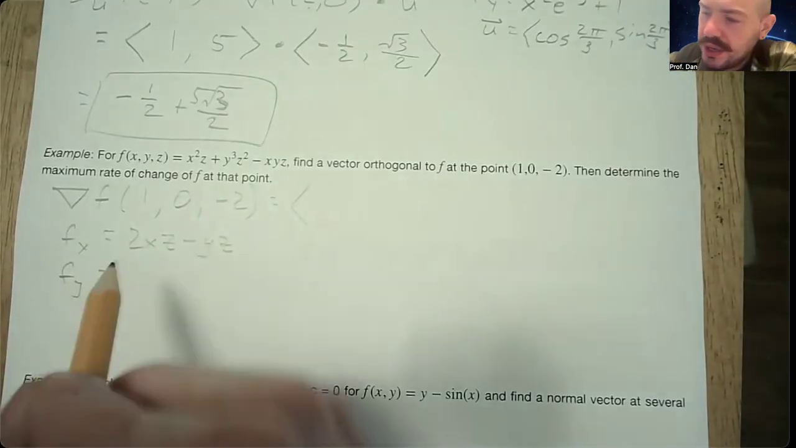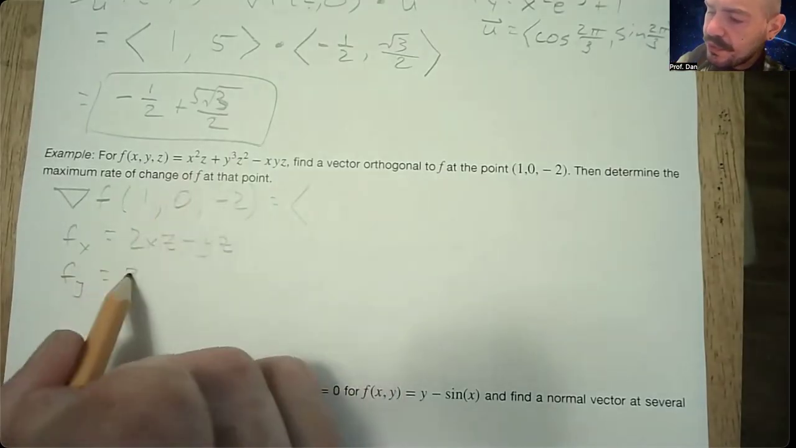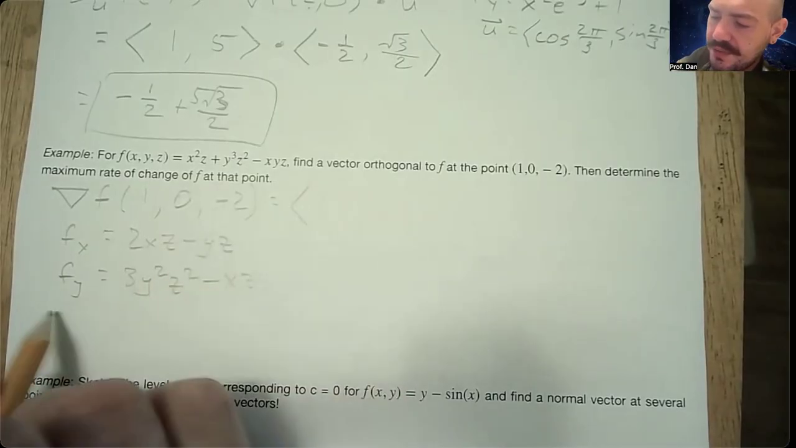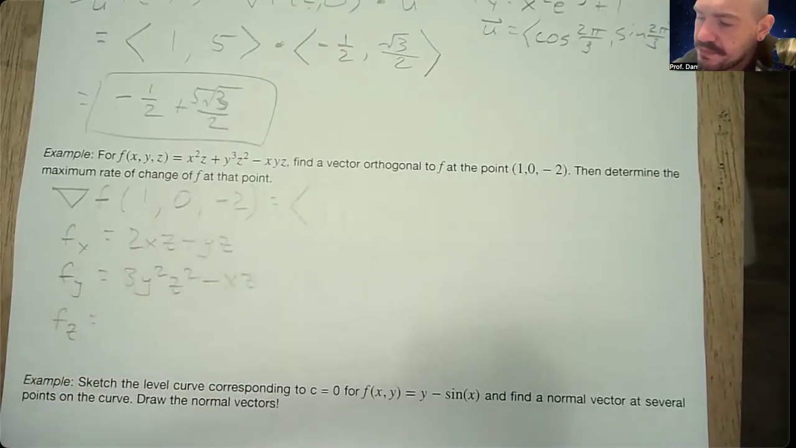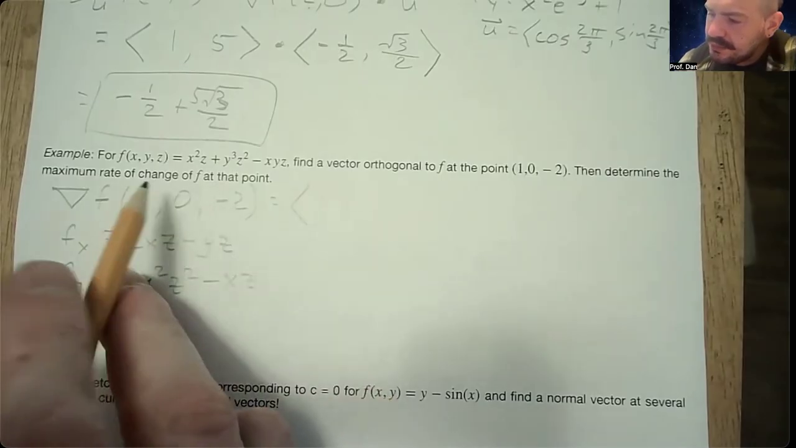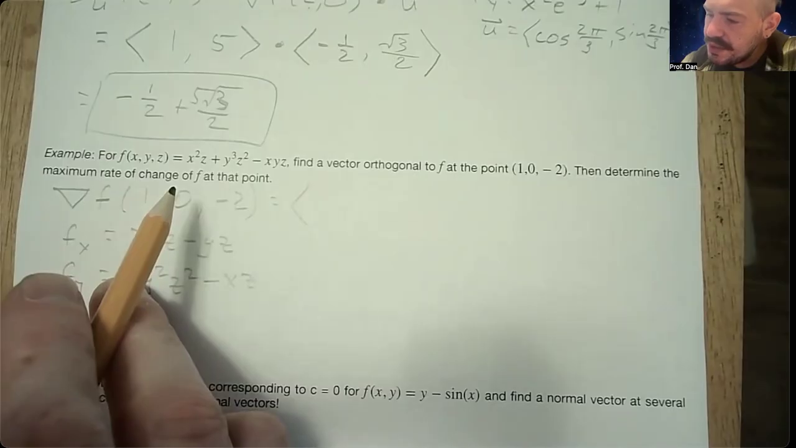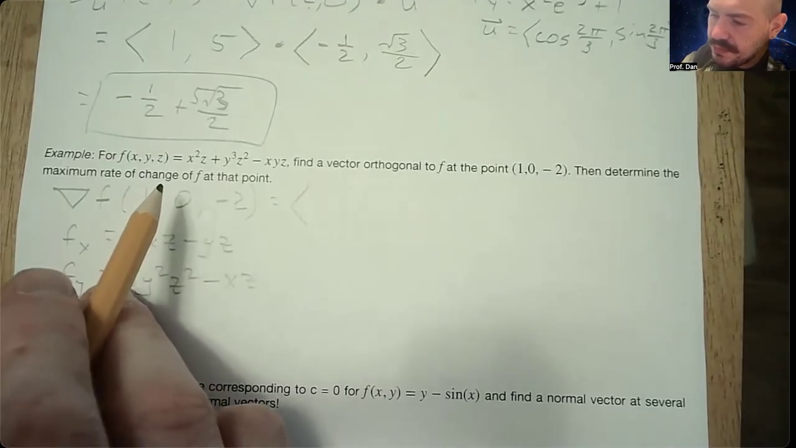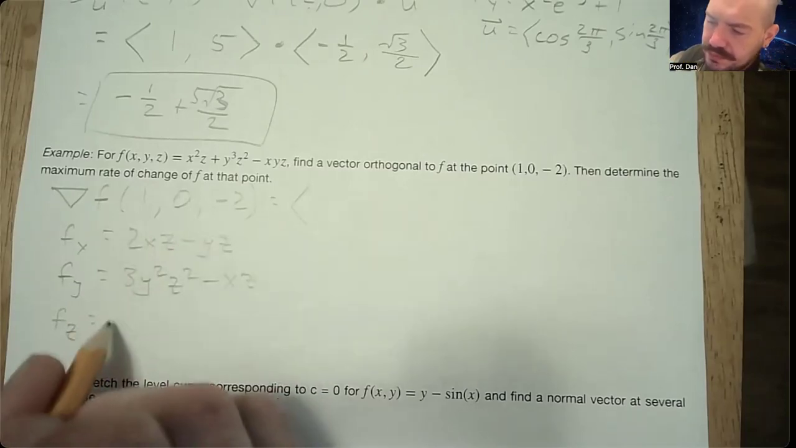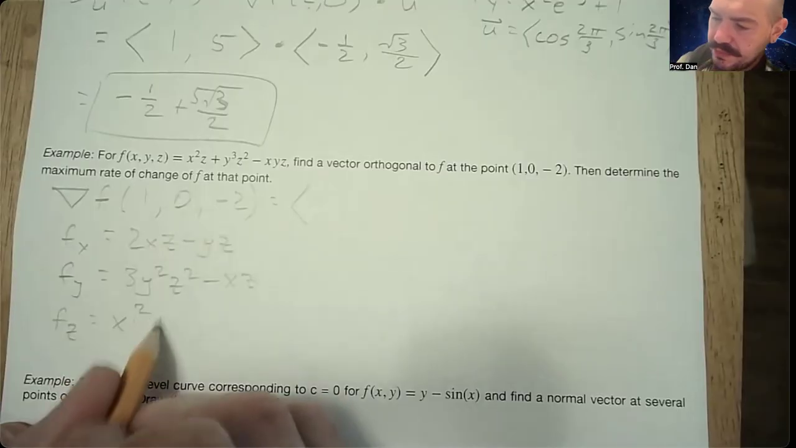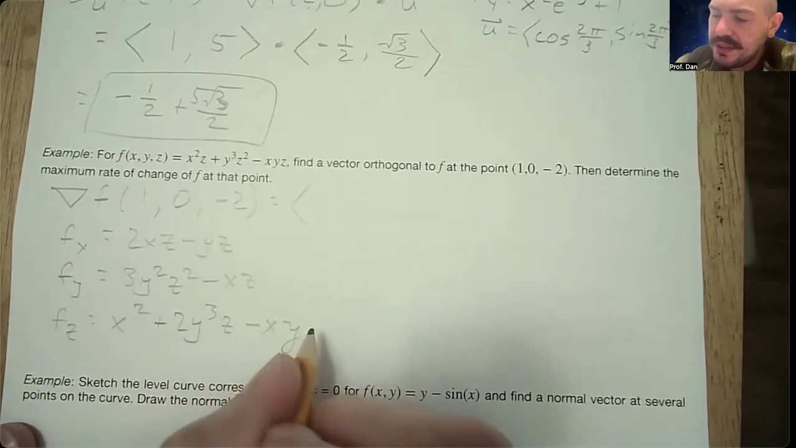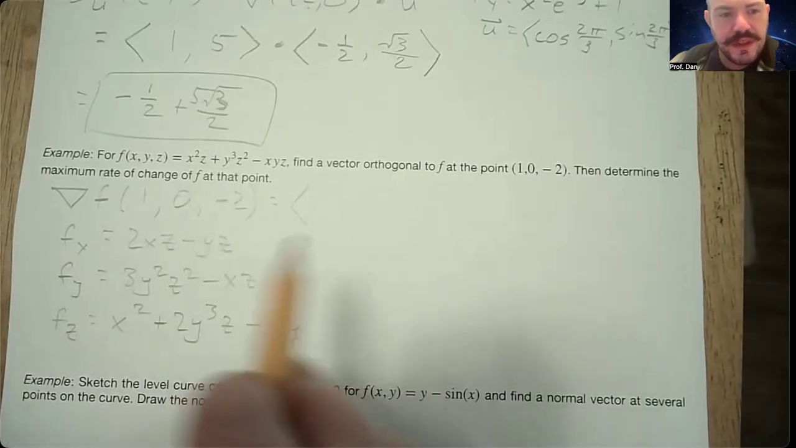Then we've got for fy, 3y squared z squared minus xz. And for fz, we've got x squared plus 2y cubed z minus xy, right? So this is one that we also looked at earlier.